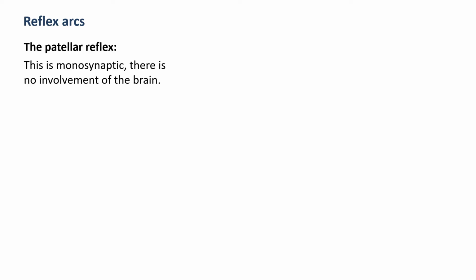So, as promised, let's start with some reflex arcs, and the one you know best, the patellar reflex. Now, the patellar reflex you'll see described as monosynaptic. There are other synapses, as we'll find out, but the key thing about this, and this is what makes it a reflex rather than a pathway, is that there's no involvement of the brain. Nothing goes up to the cortex, and the cortex doesn't tell you what to do. So it's purely at the spinal level that this all happens.